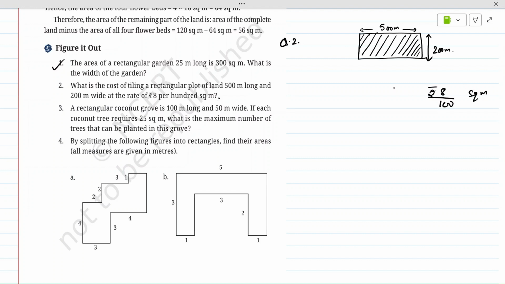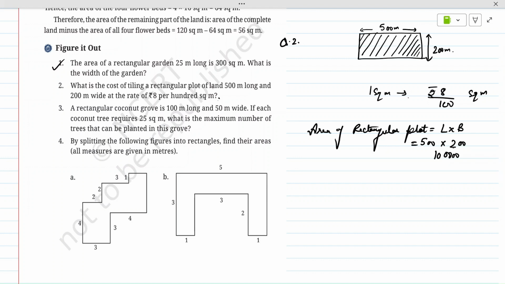Okay, for 1 square meter, this is the rate. Then what will be the rate of this entire area? So for that, what we have to do? We have to first find the area of this land. So I'm writing here, area of rectangular plot. This area is length into breadth, that is L into B, 500 into 200, which is equal to 1 lakh square meter. This is the entire area of this rectangular plot.